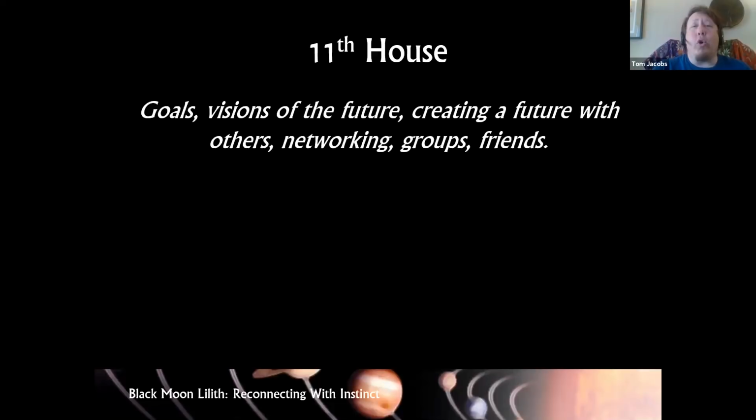11th house, goals. What do I want my future to look like? Or what I want the future of my community to be like? Creating a future with others, networking, groups, friends. To think of it as groups, friends, wishes, hopes, dreams, I think is very limiting. So I focus first on goals. What do I want my future to look like?